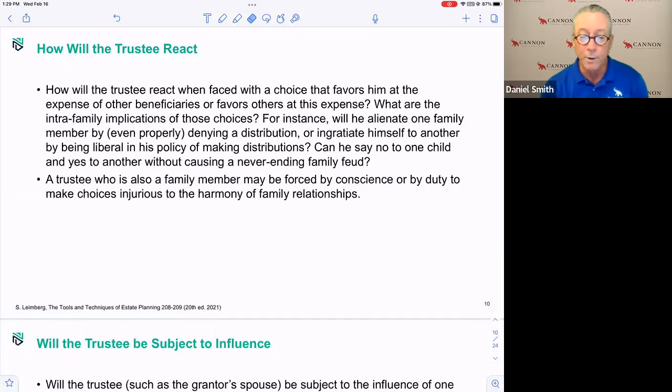So for instance, would a person alienate one family member, denying a distribution, or ingratiate himself to another by being liberal in his policy of making distributions? Both of those things can be a problem on both sides. Oh, I'll just be really nice so that everybody will like me, but I'm violating the terms of the trust and the purpose of the trust in the process of doing that. Or I'm following strictly the terms of the trust, and now people get mad at me because I'm not giving the money just because they want it or don't understand what's going on.